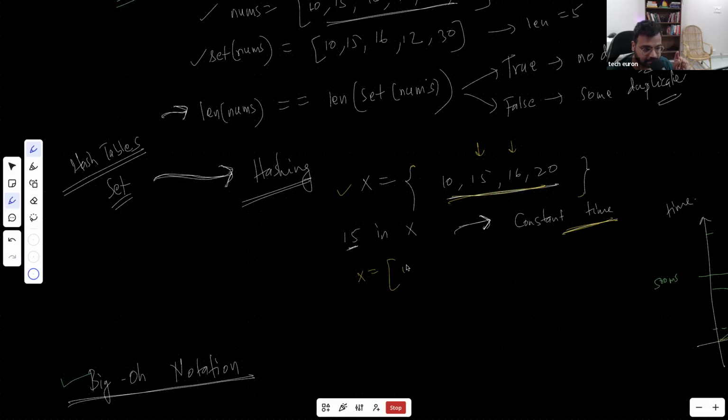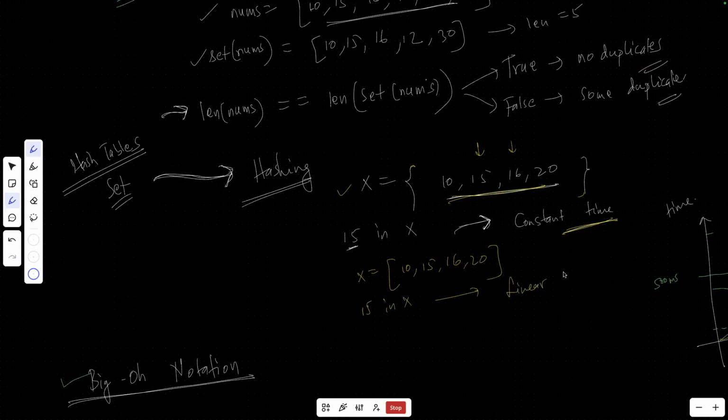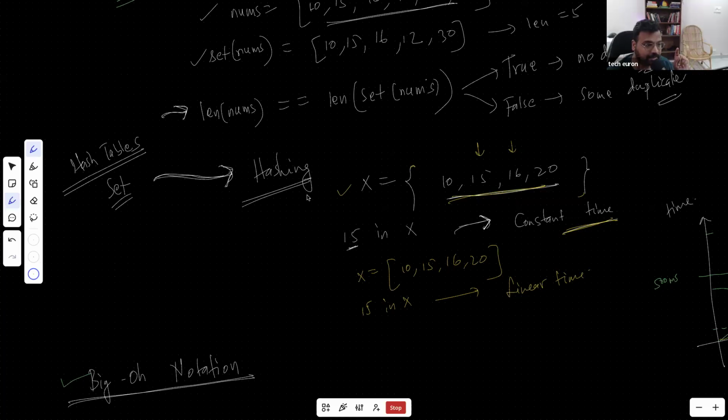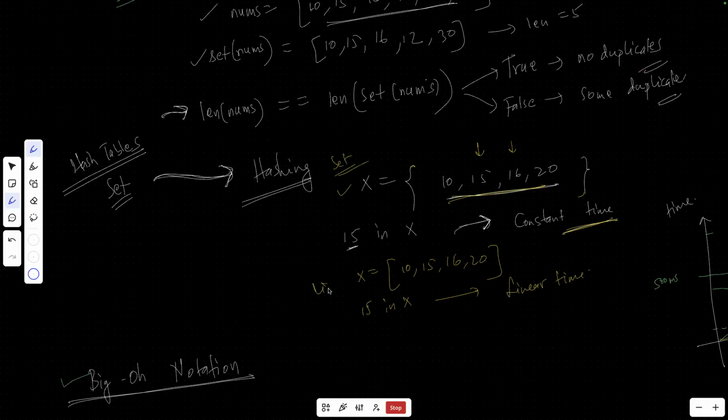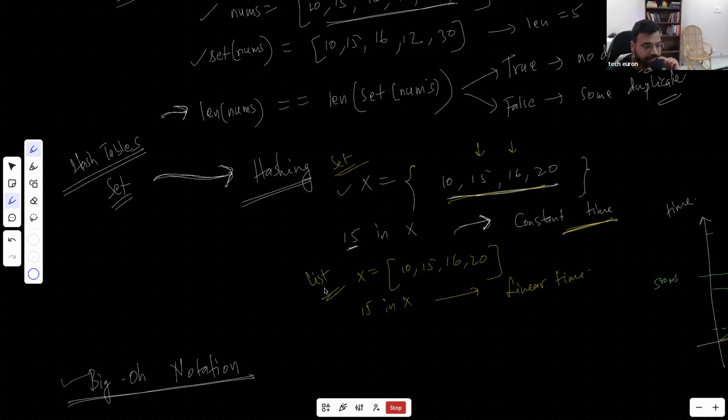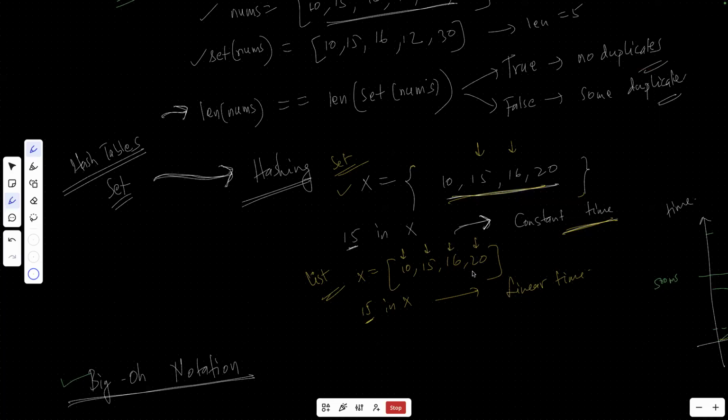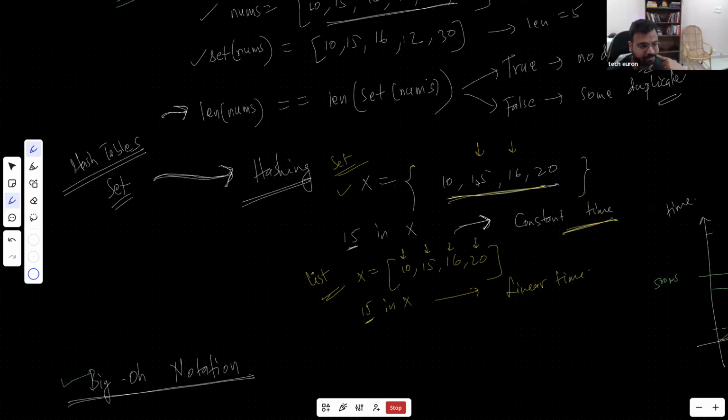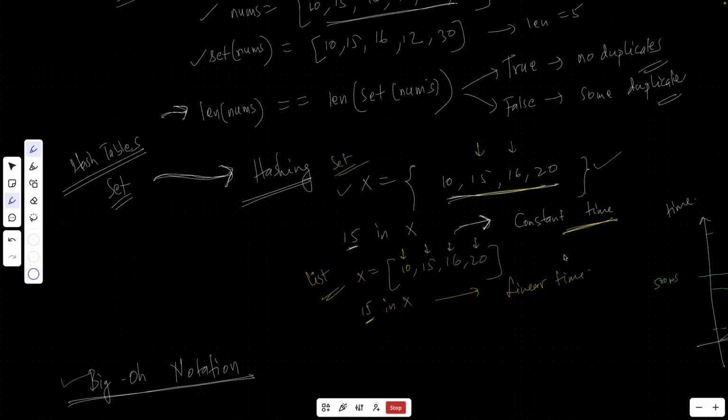If it was like this, 10, 15, 16, 20, a list, and you're asking whether 15 is in X, then this is linear time. Oh, okay. This is a set, Baba, this is a list. List and set are very different things. In a list, when you are comparing, this 15 will go and check with this, then with this, then with this, then with this. But in a set, it does not have to go and check with every element. It will directly find out. Okay, understood.